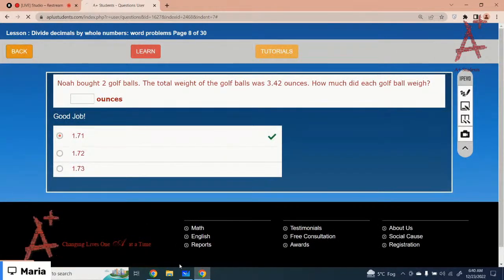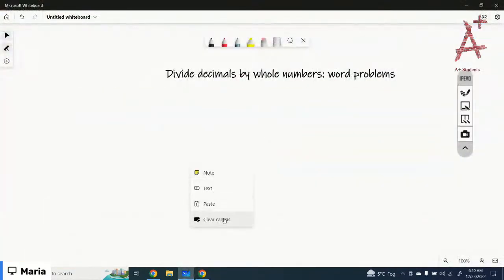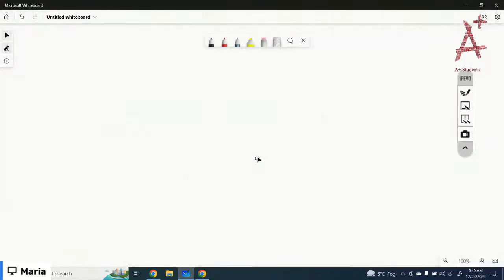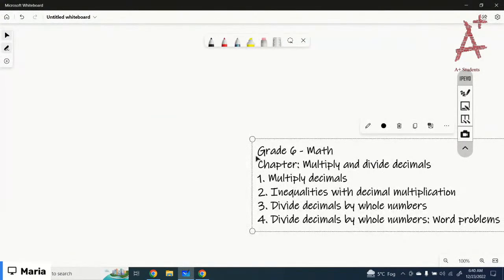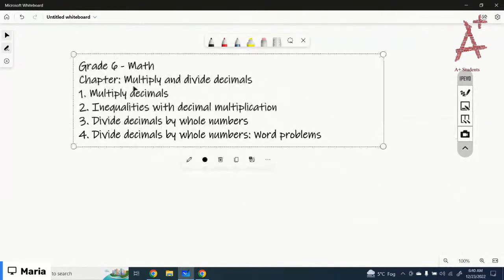Okay, you can complete the test by yourself later today. So here is the list of the lessons we have covered today. We're working on the chapter multiply and divide decimals. The lessons we have covered today are multiply decimals, inequalities with decimal multiplication, divide decimals by whole numbers, and divide decimals by whole numbers word problems. Got it? So you have to complete the test for all the lessons we did today.